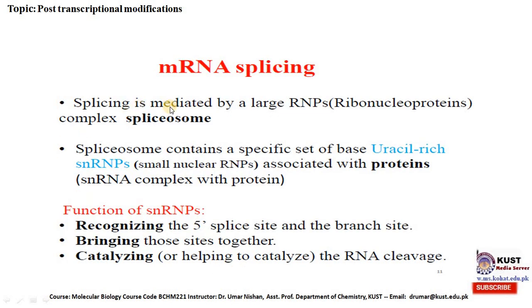Now, messenger RNA splicing is mediated by a large ribonucleoprotein complex called a spliceosome. The spliceosome contains a specific set of uracil-rich snRNPs, or small nuclear RNPs, which are snRNA complexed with proteins. Function of snRNPs: recognizing the 5' splice site and the branch site, bringing those sites together, and catalyzing or helping to catalyze the RNA cleavage.